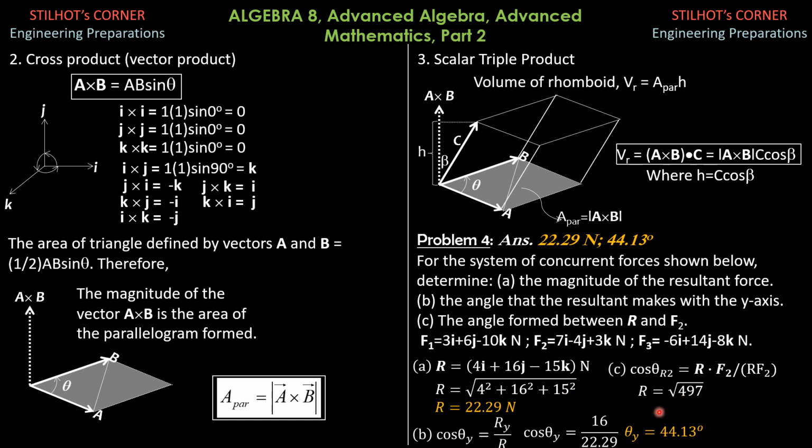Then F2 is the square root of 7 squared plus 4 squared plus 3 squared, and that is equal to the square root of 74. Then R dot F2, as I said, is negative 81. Then inverse cosine of negative 81 divided by the quantity square root of 497 times square root of 74, we obtain the angle theta R2 to be equal to, so it's your part now, 115.0 degrees. So that's it for this video.